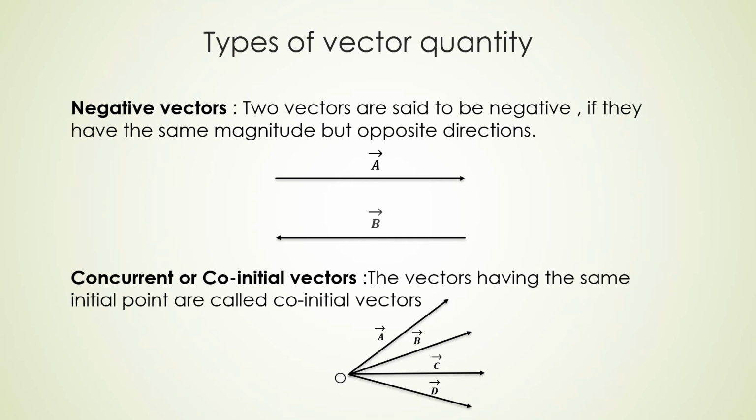Next is concurrent or co-initial vectors. Vectors having the same initial point are called co-initial vectors. See, vectors A, B, C, D all have the same initial point. This is called concurrent or co-initial vectors.